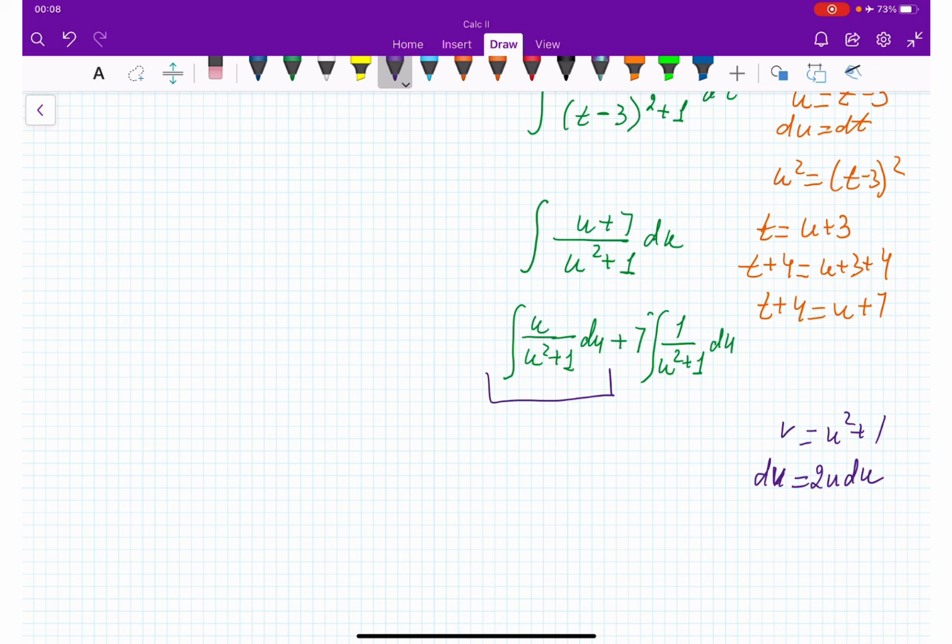Okay, so the integral, we are going to get u over u squared plus 1 du, it's going to be equal, so u squared plus 1 is going to be my v, right? My v, and for dv, I need 2u du. Okay, I have u du in the numerator.